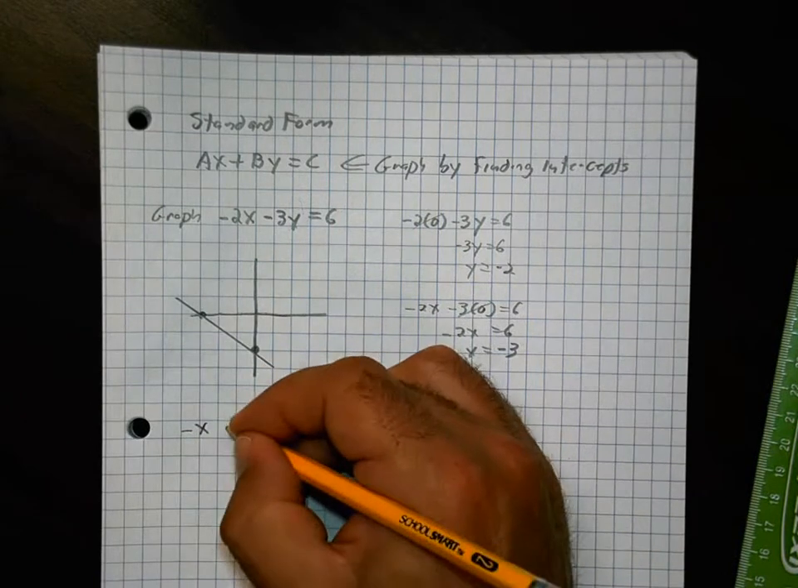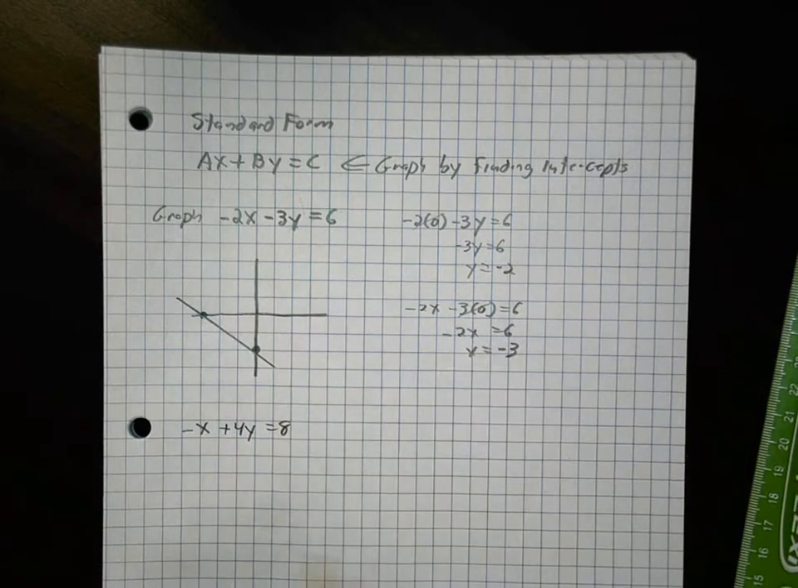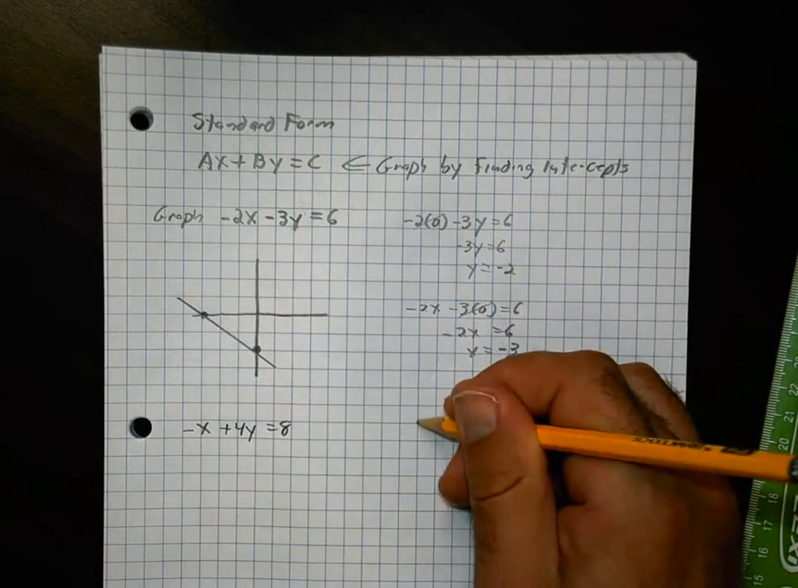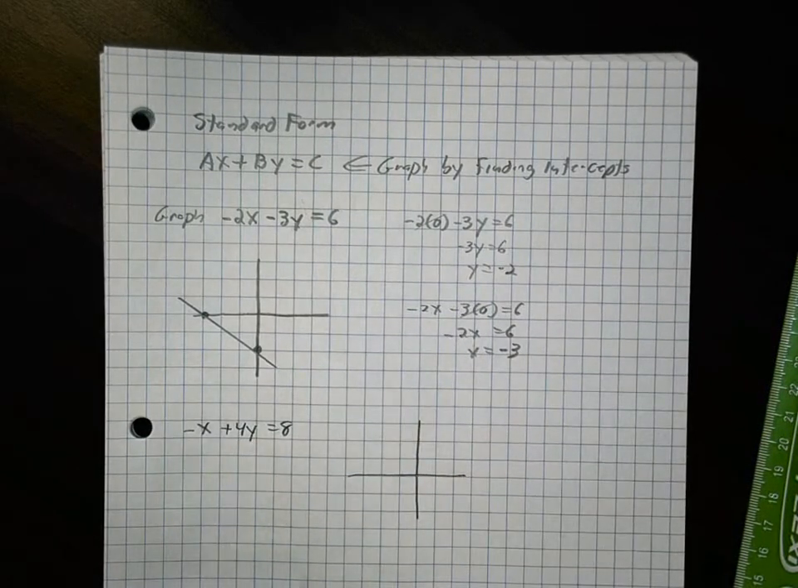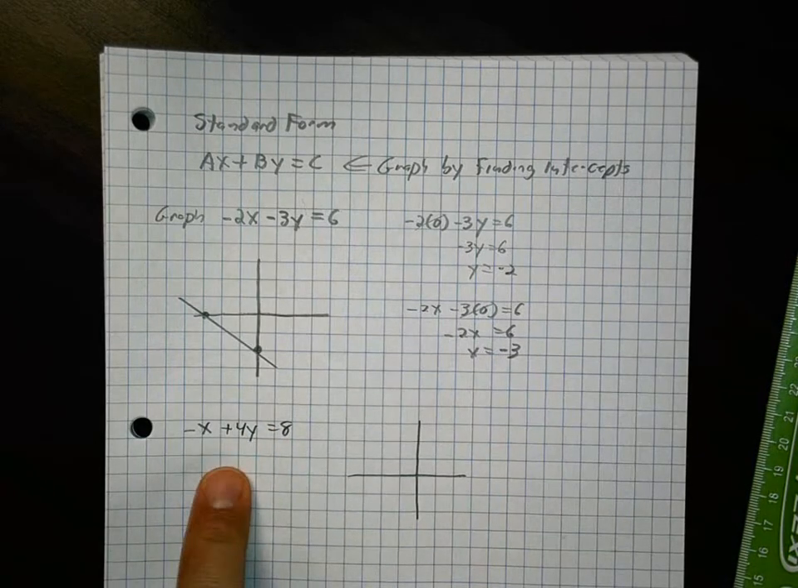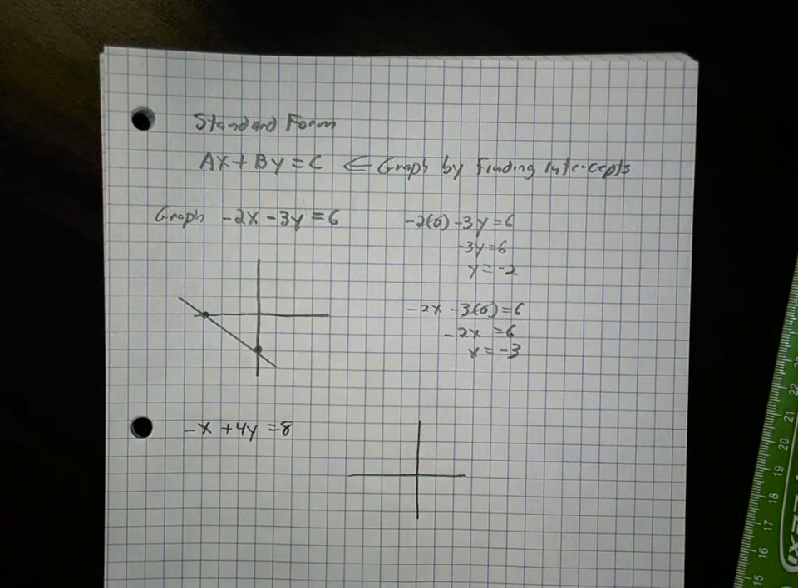Negative x plus 4y equals 8. Rather than substitute, maybe you can determine what it is just by looking at it. If I substitute 0 in for y and I cover up that term, what would x have to be? Well, if negative x equals 8, x is going to have to equal negative 8, because negative negative 8 would be 8. So negative 8 is my x-intercept.